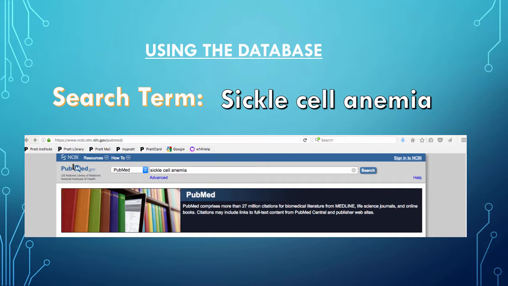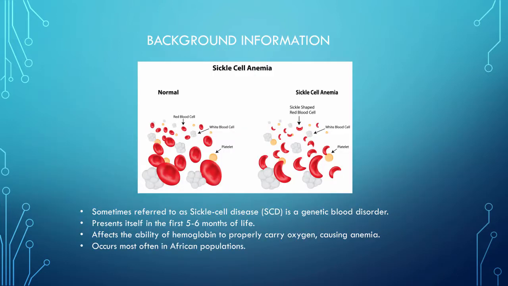Now that we know what PubMed is, let's try and search the database. We are going to use the term sickle cell anemia. Background information on sickle cell anemia, sometimes referred to as sickle cell disease, is a genetic blood disorder. It presents itself in the first 5 to 6 months of life.